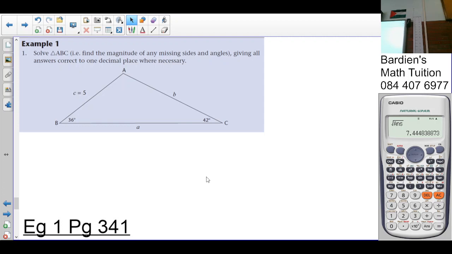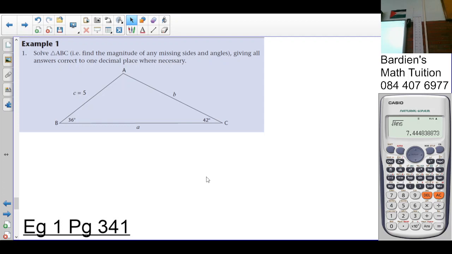Right. The question says solve triangle ABC. In other words, find the magnitude of any missing sides and angles. Give all answers correct to one decimal place where necessary.